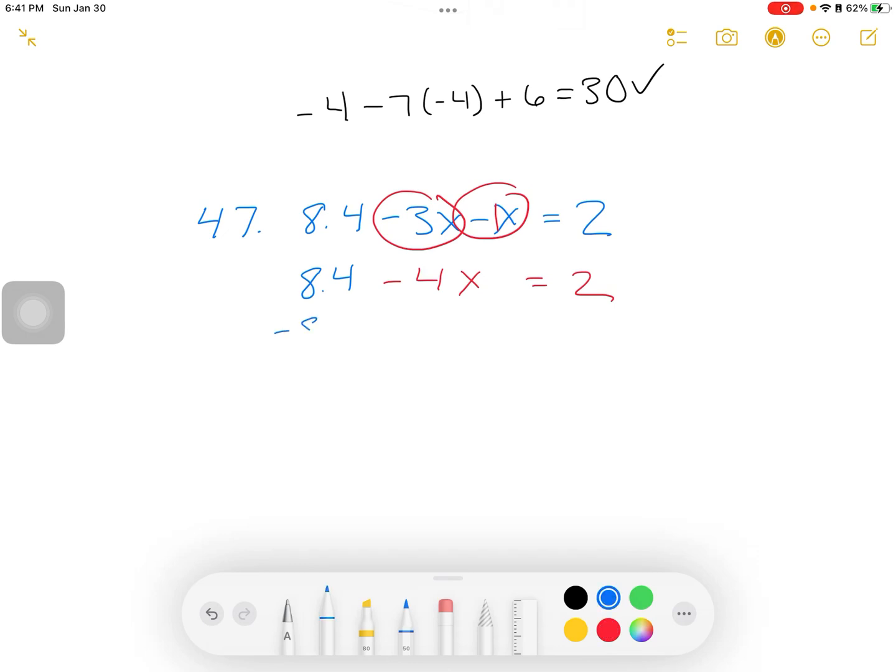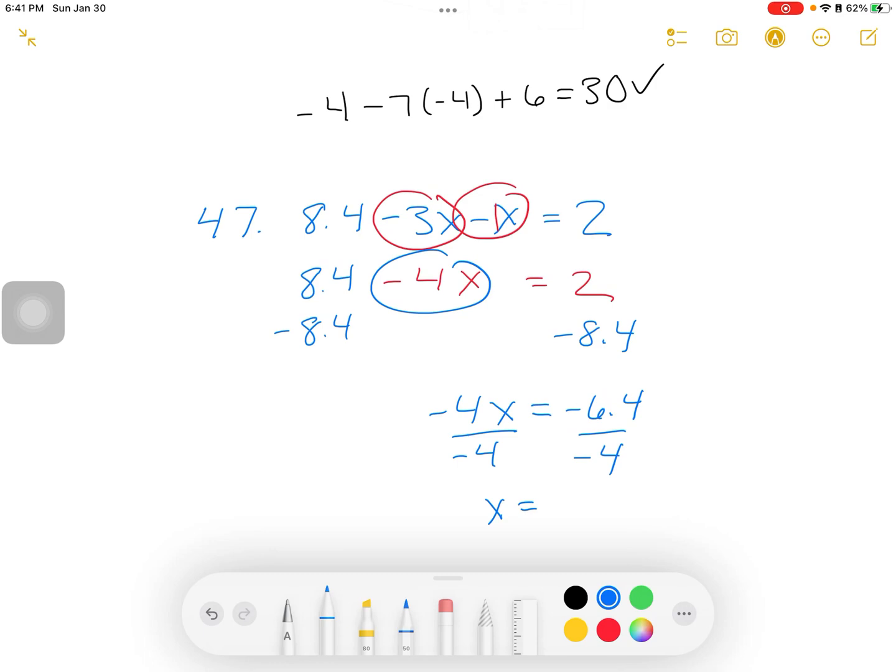Instead of a positive 8.4, I need a negative 8.4. And then I'm going to be left with negative 4x equals whatever 2 minus 8.4 is, which is negative 6.4. The opposite of multiplying by a negative 4 is to divide by a negative 4. And when I divide that by a negative 4, I'm going to get a positive 1.6.